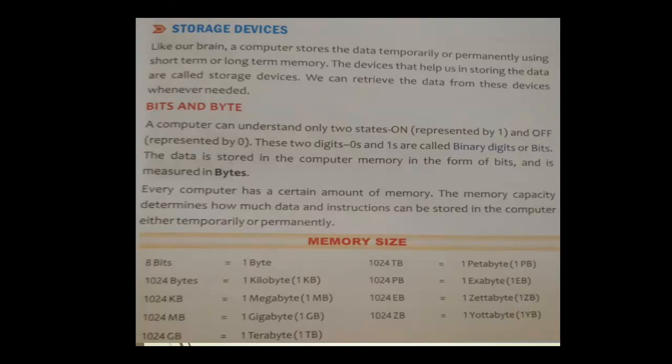The data is stored in computer memory in the form of bits. It means 0 or 1. And it is measured in bytes. Every computer has a certain amount of memory. You have seen now 2 GB, 4 GB like that. So that is considered the memory of the device. The memory capacity determines how much data and instructions can be stored in the computer, either temporarily or permanently.